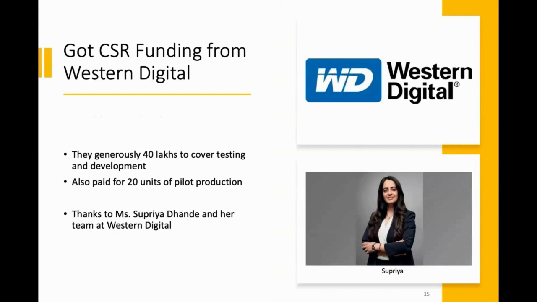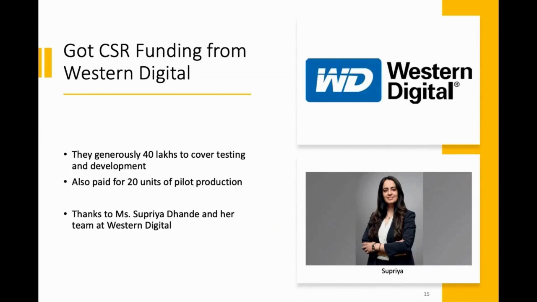Okay, so finally we got the CSR funding from Western Digital. That was crucial. Again, I agree with him. BSc, ICMS funding just take too far too long. We got CSR funding. Supriya was a friend. She helped a lot. Thank you for that, Supriya. She now has moved on to other things, but then she was the country head of Western Digital. She also paid actually for the 20 production units, which is very important. Going from product, getting that pilot production started is extremely crucial.